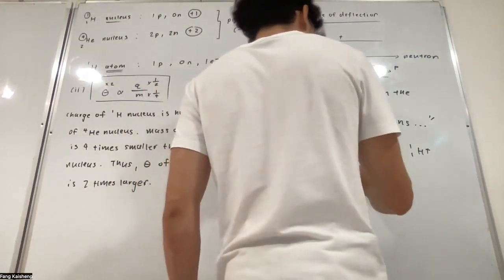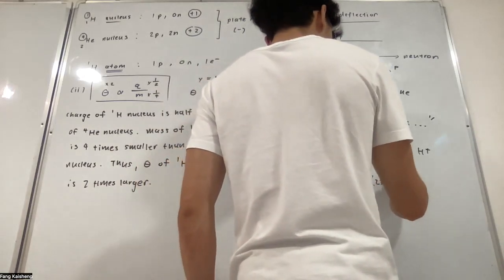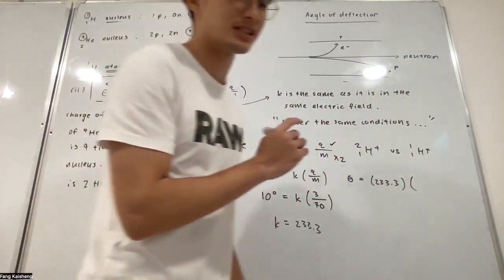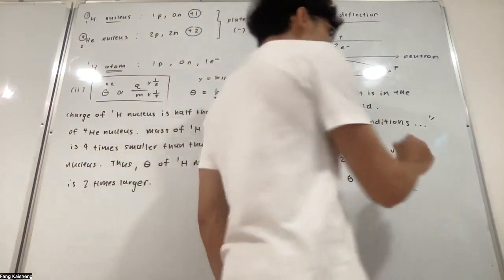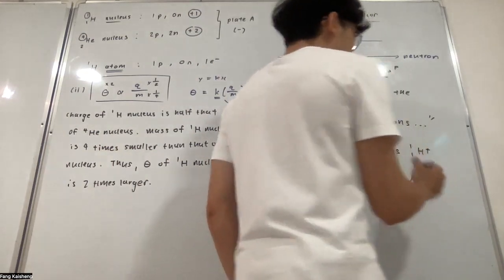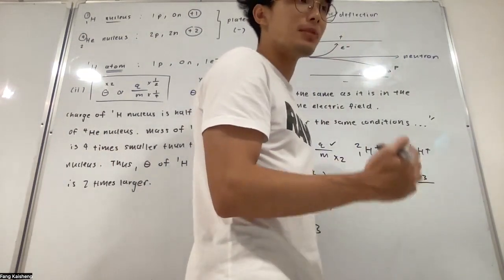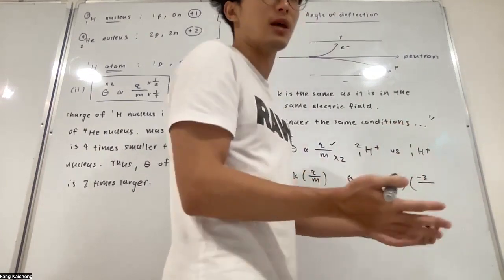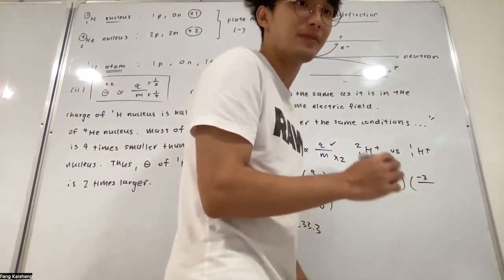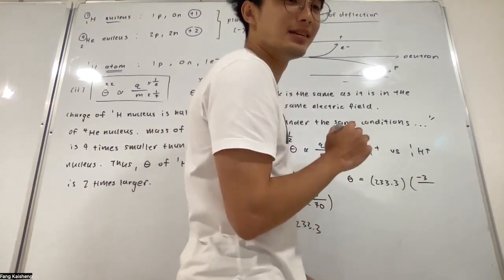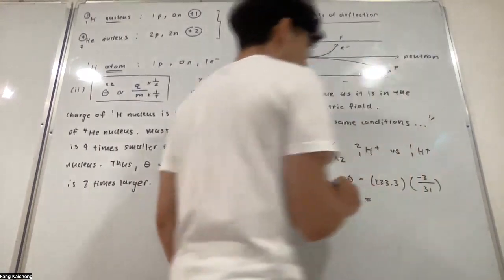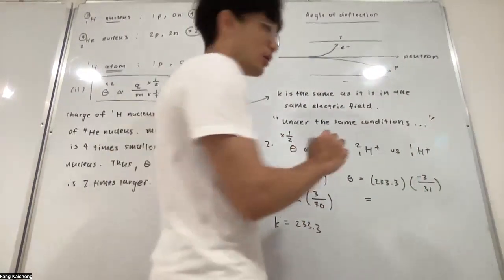For phosphorus, now that we know what K is, 233.3, you can sub everything inside. What's the charge for phosphorus? If you want to put the minus there, also can. If you don't put it there, also never mind, because for angle of deflection, they don't really care about the sign. It's not a requirement. What's the mass? 31. Yeah, 31. I think you might have typed into the calculator wrongly.